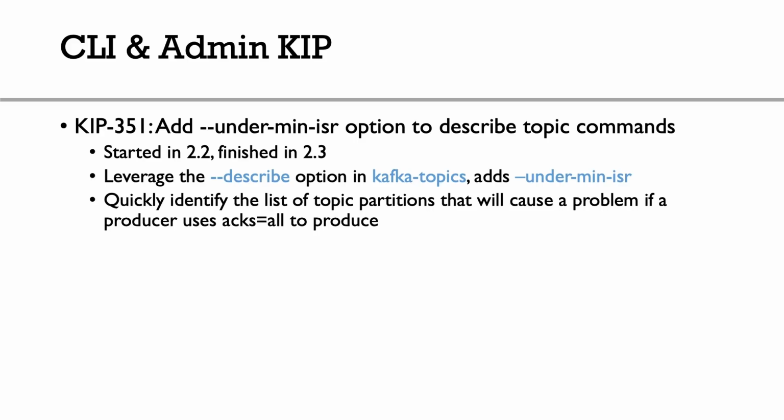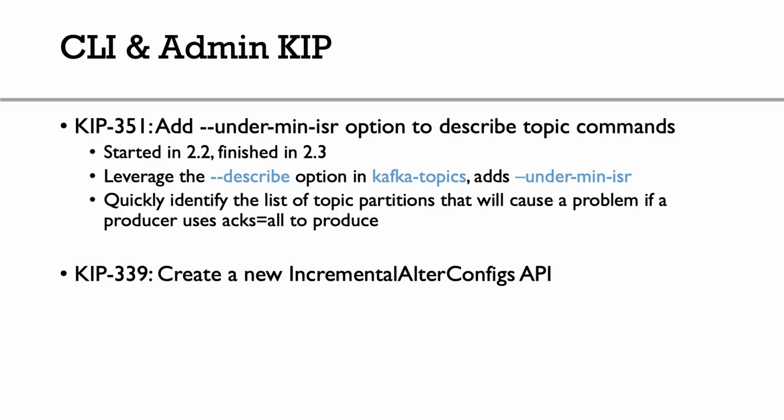The reason is we want to quickly identify all the topics that will cause a problem if a producer uses acks=all to produce. So all in all, this producer using acks=all now has many new options at min ISR and under min ISR to understand if it's ready to crash or already crashing.